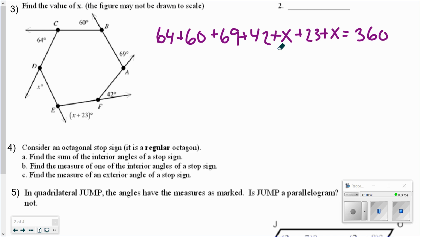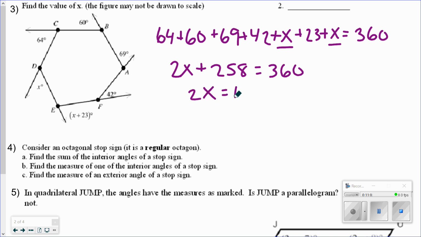So let's start with the x's. I have 1x here and 1x here. That is 2x. If I add up everything else in my equation, I end up getting 258. This is all equal to 360. Subtract 258 from each side. I get that 2x is equal to 102, meaning that x then is equal to 51. And that's it.